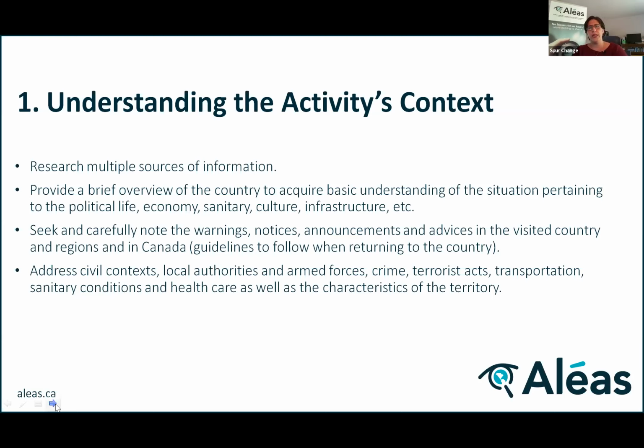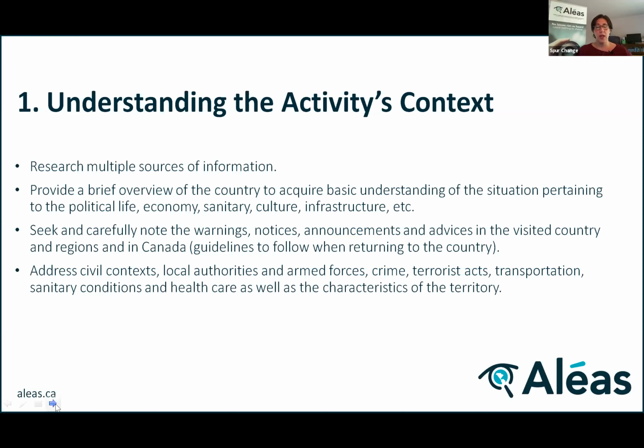You want to look into warnings and notices and advices by the country. So you really need to look into what the world is saying about this country. Okay, so Global Affairs Canada is a good website to start with, but you might want to look at the Australian, Great Britain, United States, France, other countries that will provide you with a good insight of the security context of the destination.